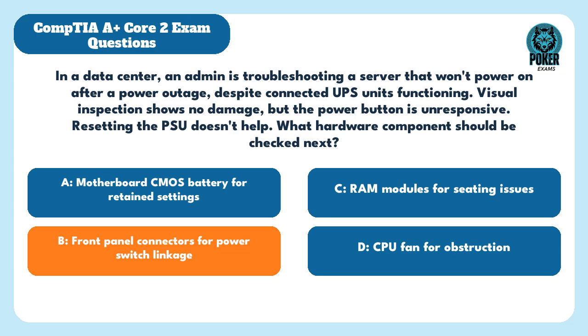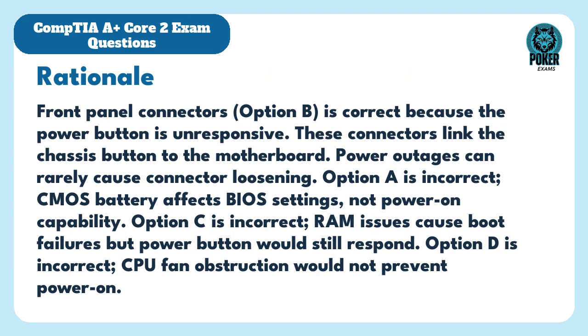The correct answer is B. Rationale. Front panel connectors, option B, is correct because the power button is unresponsive. These connectors link the chassis button to the motherboard. Power outages can rarely cause connector loosening.